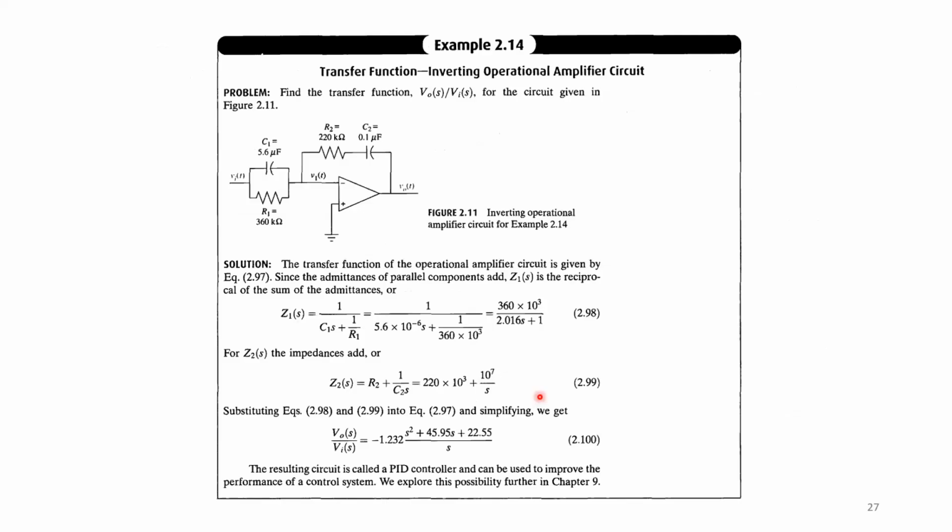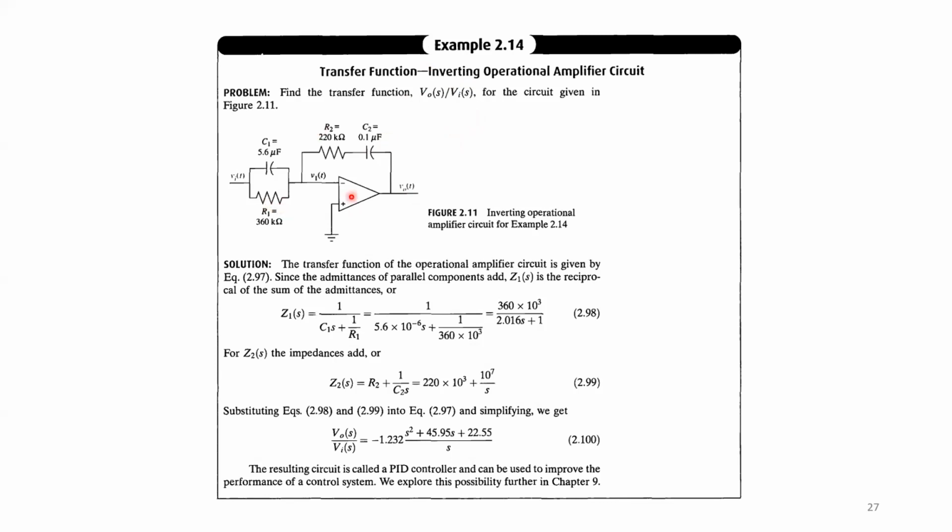Okay, now look at a problem here. Find the transfer function V naught by VI for the circuit given in the figure. A circuit is given, so from this circuit you have to find the transfer function, V naught by VI. What is the definition of transfer function? Do you remember? The output divided by the input of the Laplace transform. If you consider a block system, then the output of the system divided by the input of the system is known as the transfer function.